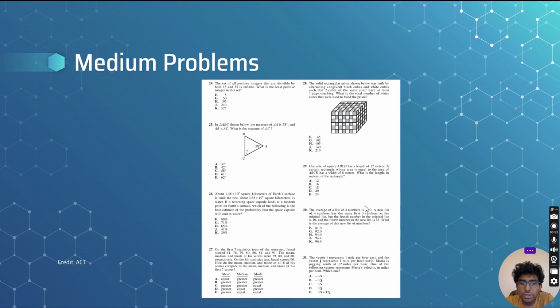30, the average of a list of 4 numbers is 92. The new list has the same first 3 numbers, but the fourth number is now 40. Fourth in the original list is 40. Fourth in the new list is 48. What's the average of the new list of numbers? So in this case, you're going to want to find the sum of the original list, so like 92 times 4. And then you would change, you would subtract 40 and subtract 48 from the value that you get from the 4 numbers being multiplied together. You'd subtract 40 for the original list, subtract 48 from the other list, and divide it by 4 for each one, and you'd be able to see the new list.